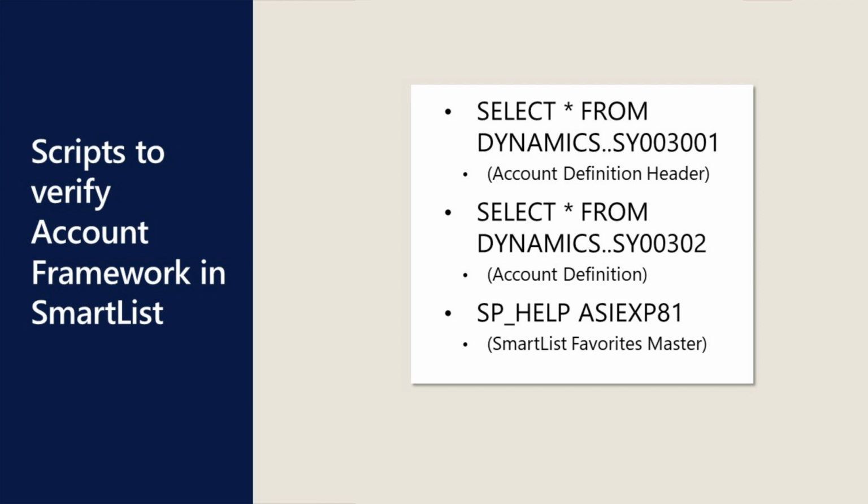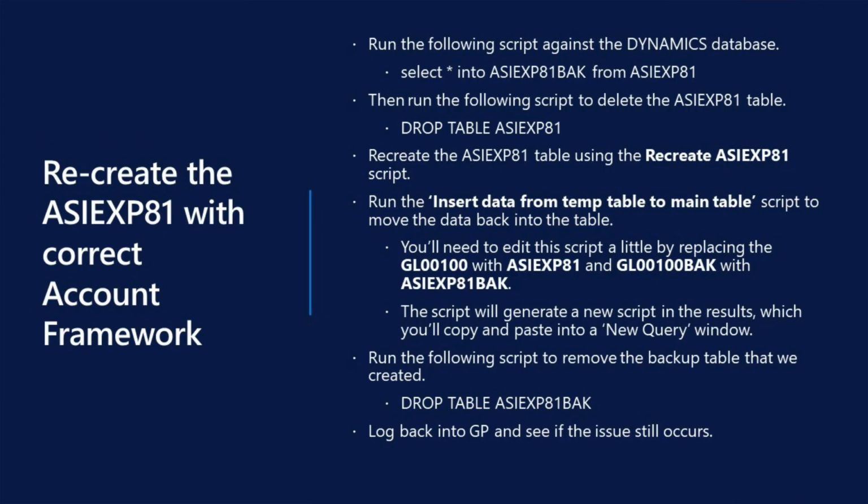We can verify the account framework in the account definition tables against the SmartList Favorites master table using these scripts. Sometimes during an upgrade, this table can get reset back to the default of 5 segments with 9 characters, which can cause errors. So you want to make sure that the SmartList Favorites table has the same number of start and end columns that appear in the account definition tables. Recreating this table with the correct account framework can get a bit tricky.